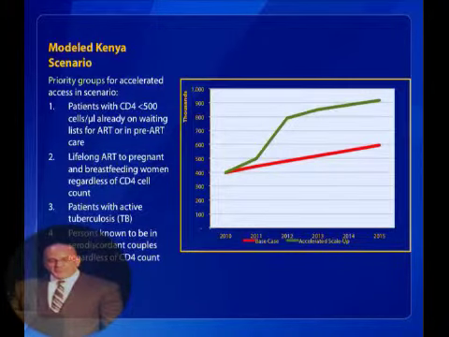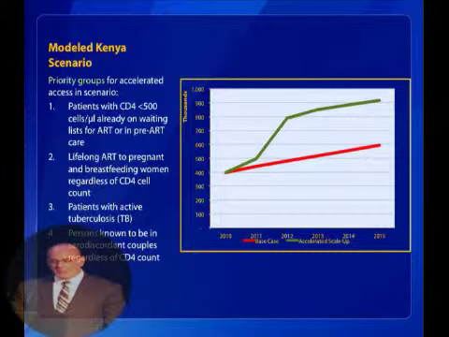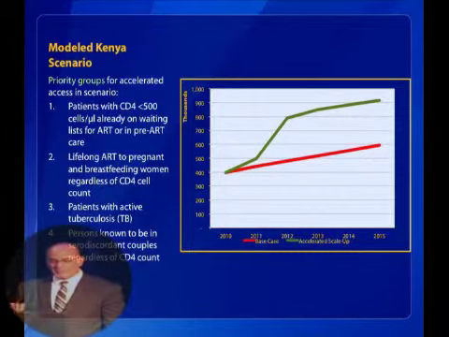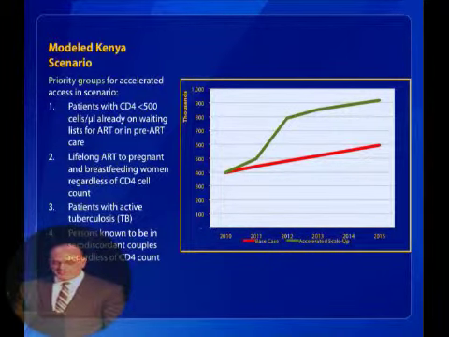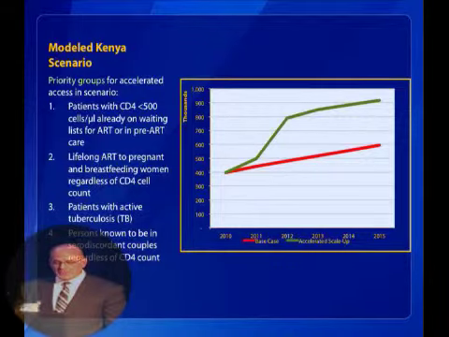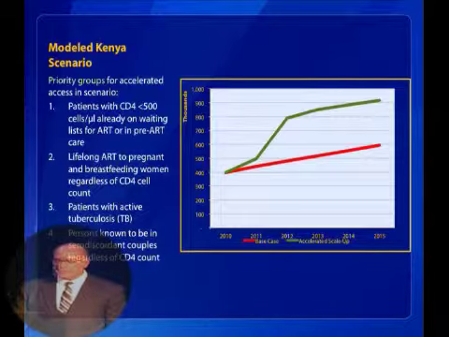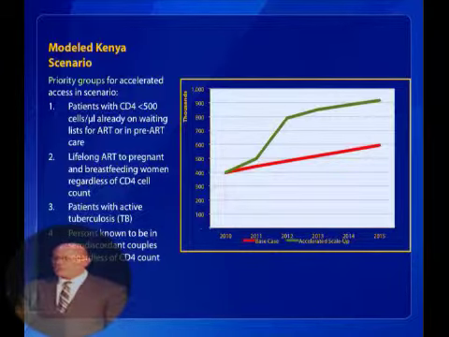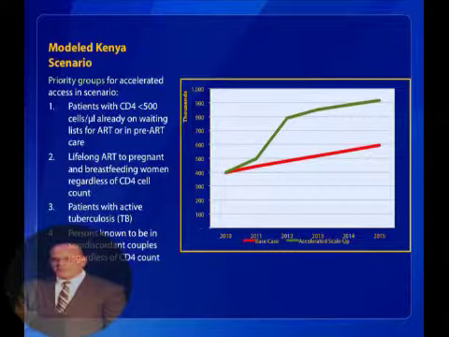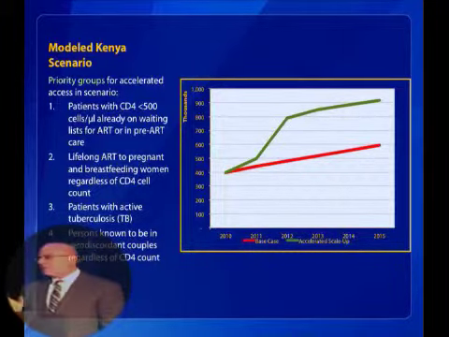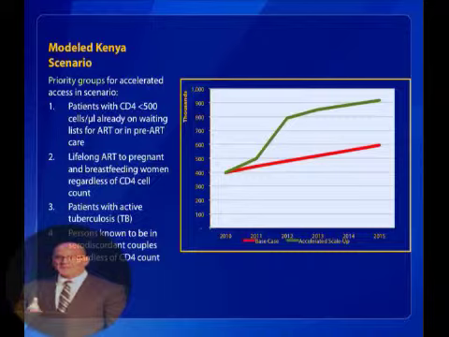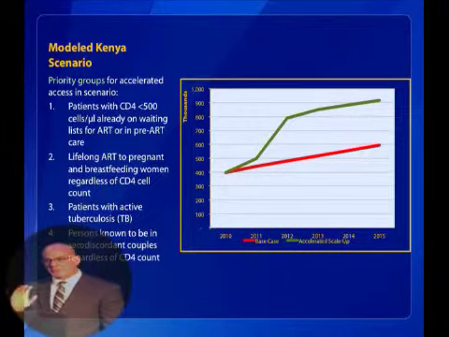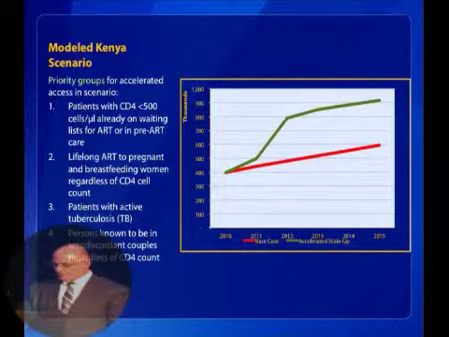The priority groups that were identified for acceleration were those groups that were already in the system. So in this case, patients with CD4 below 500 who are already in care, lifelong ART Option B+ for pregnant women, scaling up according to guidelines for patients with active TB, and persons known to be in serodiscordant couples. This would add about 323,000 patients to the treatment rolls in Kenya. We chose Kenya precisely because the other elements of effective combination prevention, male circumcision and PMTCT rates, were already relatively good in that setting.